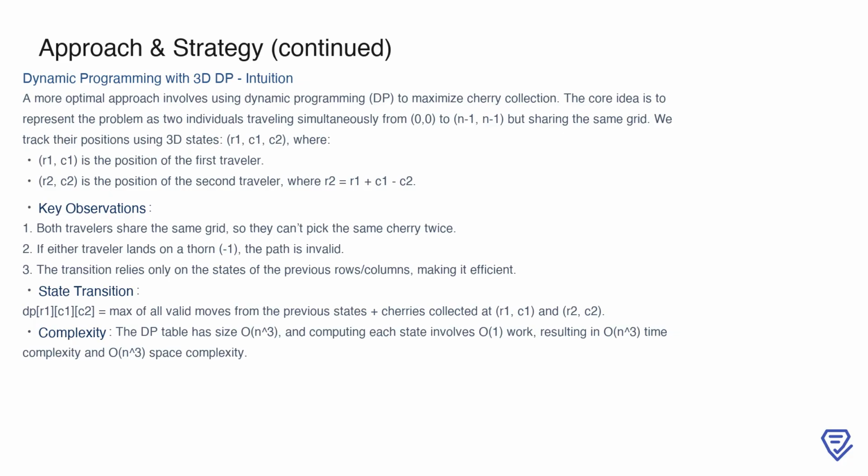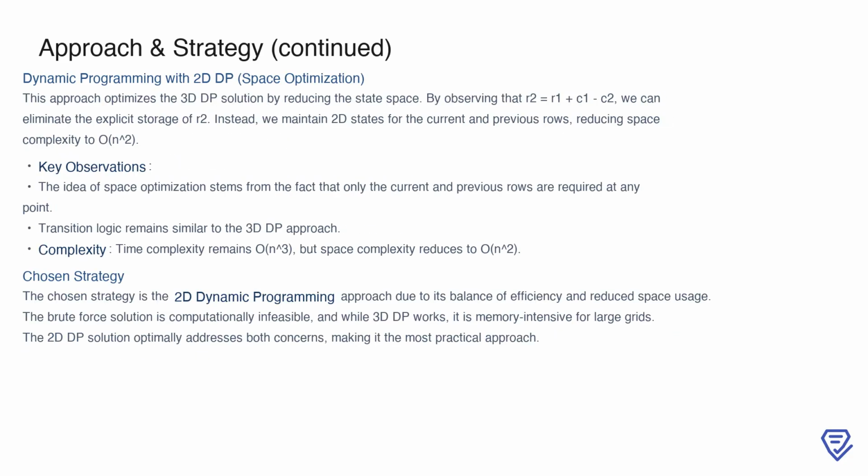high for larger grids. To address the high memory usage of the 3D DP approach, we can optimize it further using a 2D DP structure. By observing that the second traveler's row, R2, is determined by R1, C1, and C2, we can eliminate the explicit storage of R2. This allows us to reduce the state space and maintain only two 2D arrays, one for the current row and one for the previous row.